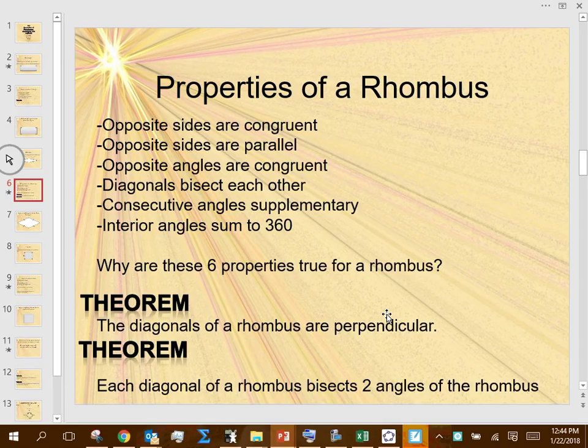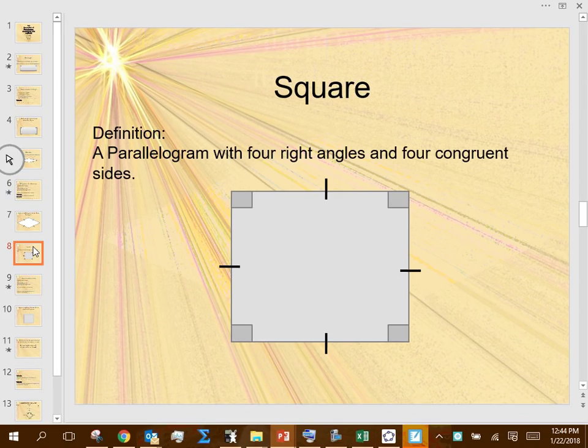Okay. Now, we've talked about a rectangle, and a rectangle was defined based off of its angle measurements. A rhombus is defined based off of its segment lengths, right? A square is the conglomeration of those two things. We put those two things together. It should start off as a quadrilateral with 4 right angles and 4 congruent sides. So it's both those components.